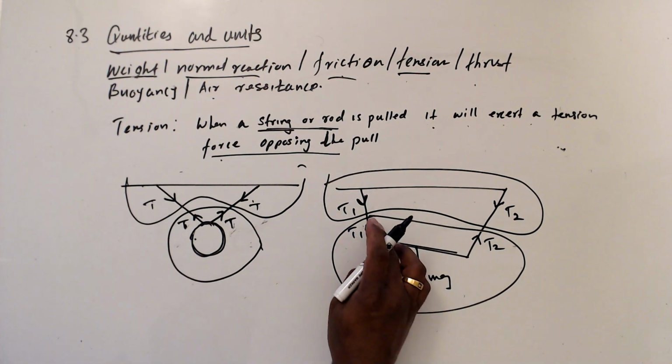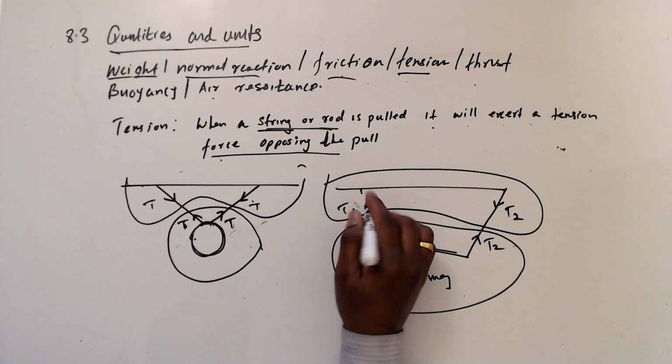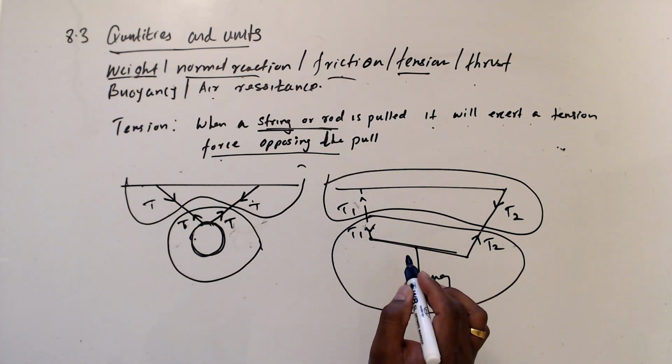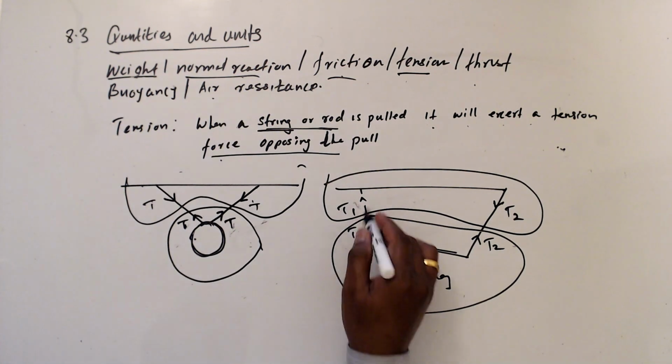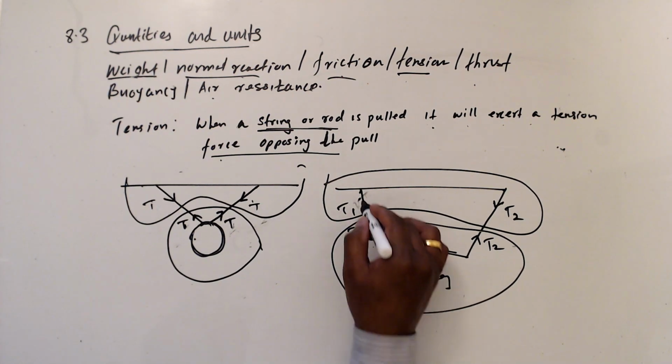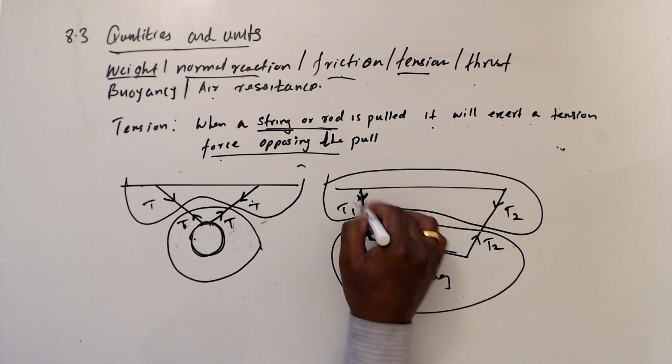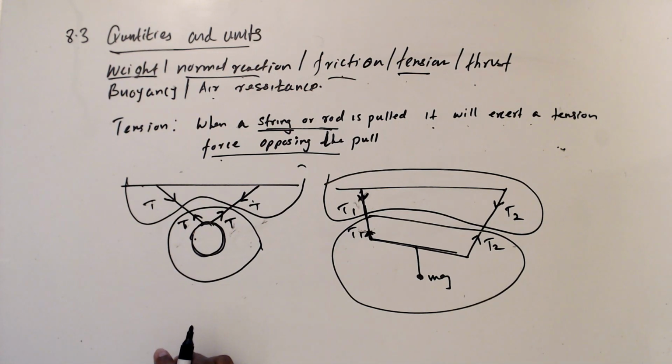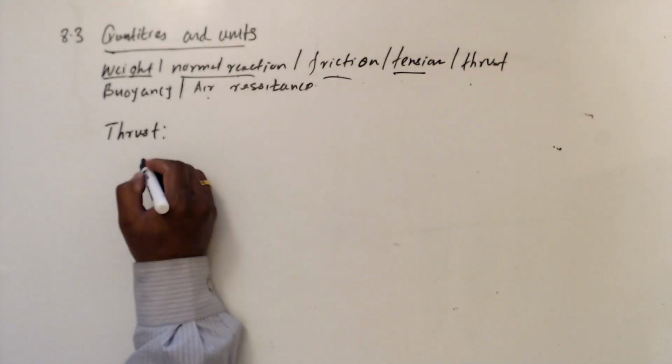If you accidentally mark the arrows like this, then it is an issue. So this is going to be a thrust. So we have to be careful when we mark, always closer to the object, away from the object. Next one is thrust.